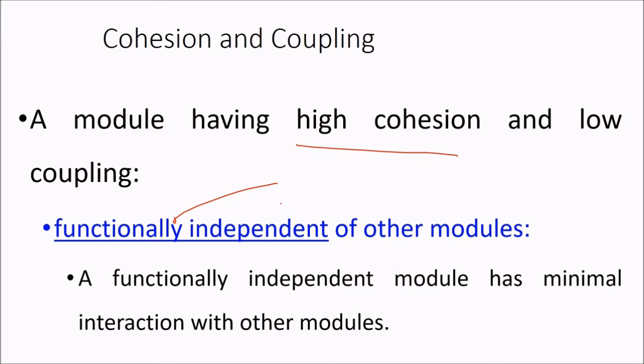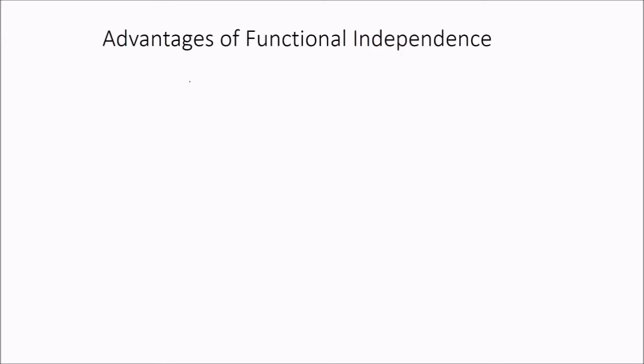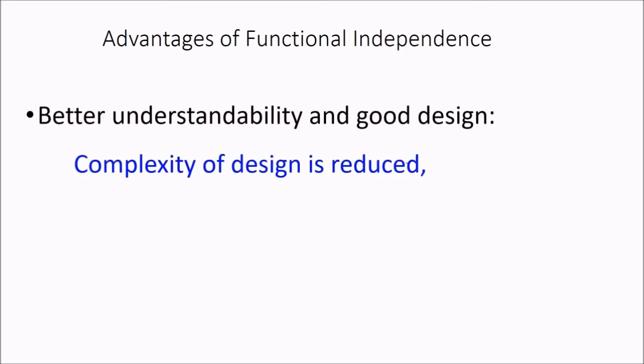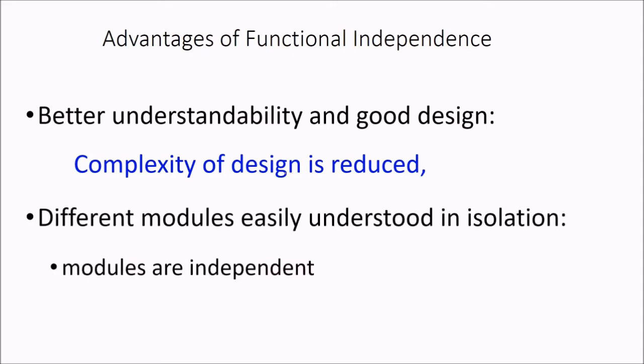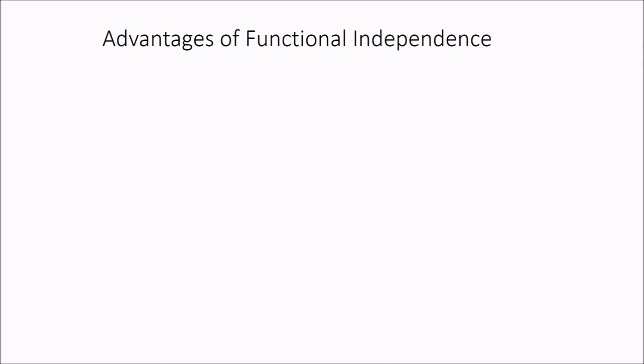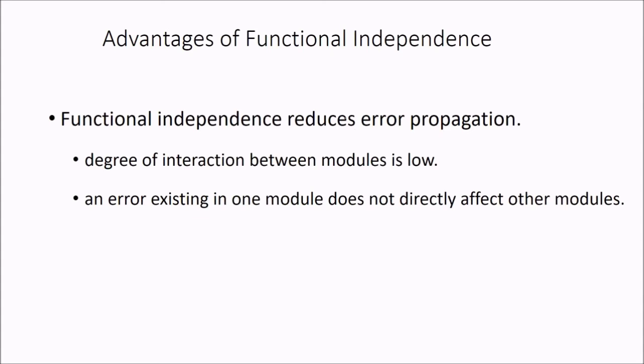So what is functional independence? You have better understandability. You have a good design. And of course, the complexity of the design will be reduced considerably. There will be different modules which you can easily understand in isolation, and the modules are independent. Functional independence also reduces error propagation. How? The degree of interaction between modules is quite low.